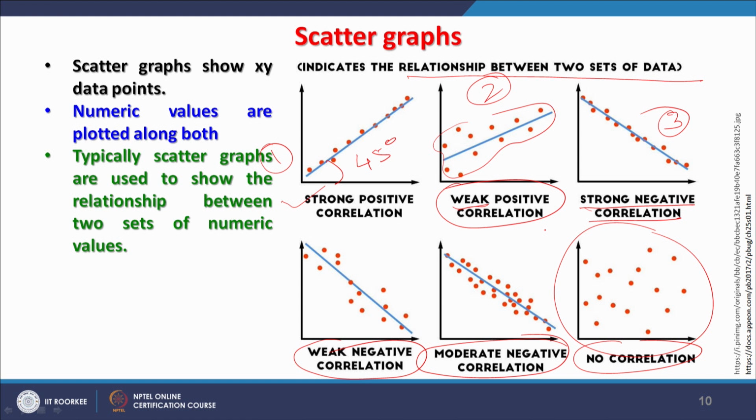So, this gives a very good idea about the correlation or relationship between two data sets. So, what we do is plot numerical values along these two axes, and typically scatter graphs or plots are used to show the relationship between two sets of numeric values.